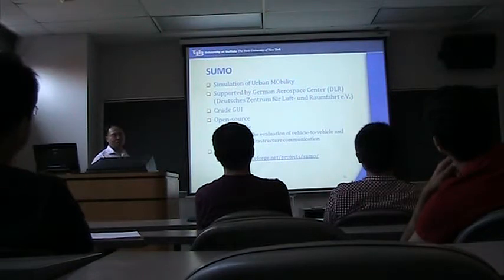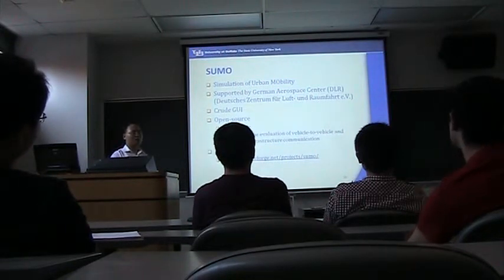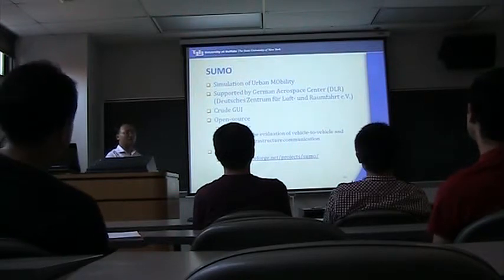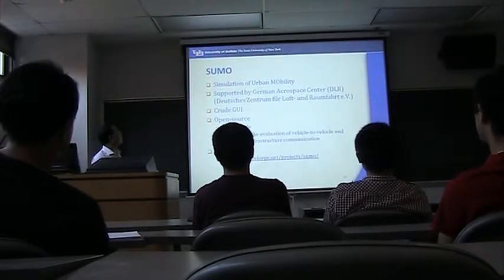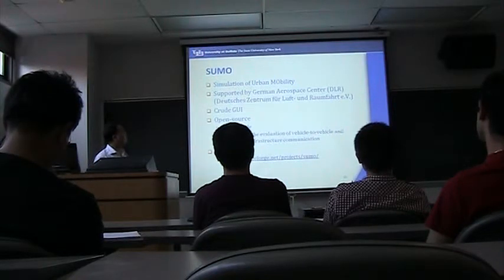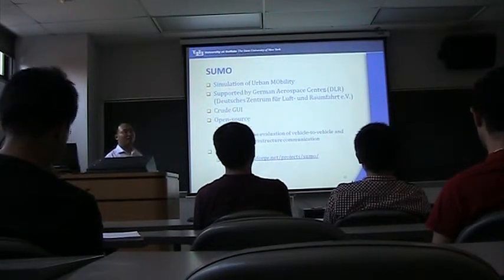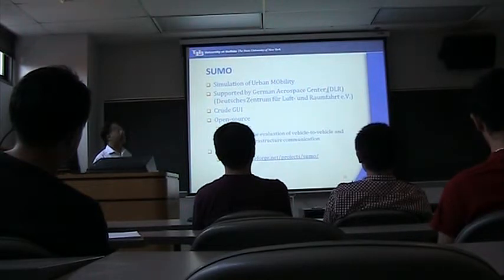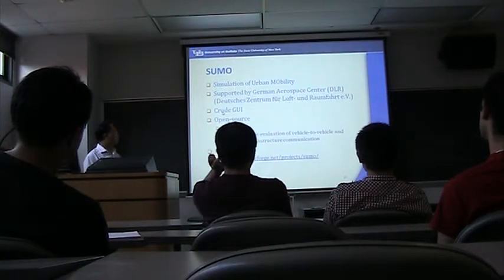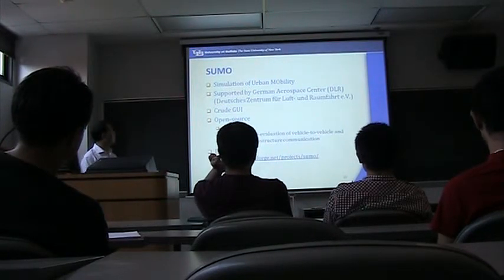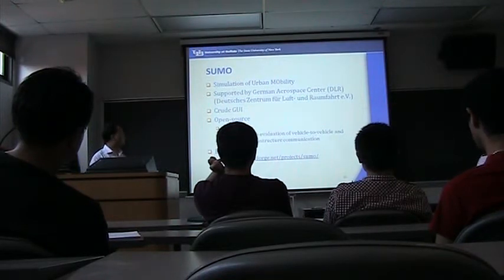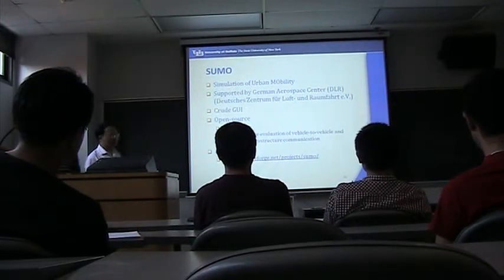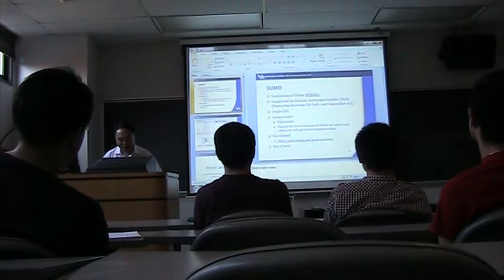The last one is SUMO. Sumo is famous because it's a style of Japanese wrestling, right? But here it doesn't mean that. It means simulation of urban mobility. It's supported by the German Aerospace Center, and the abbreviation is DLR. So you must be very confused why this GAC is called DLR. It has some user interface, but very crude. And it's open source. It's expandable.